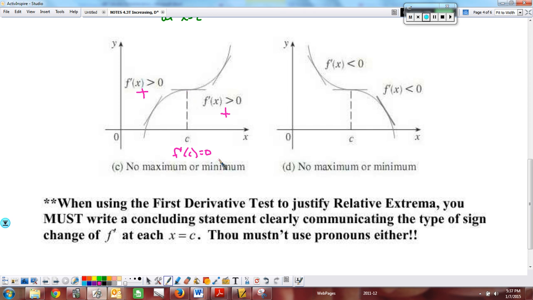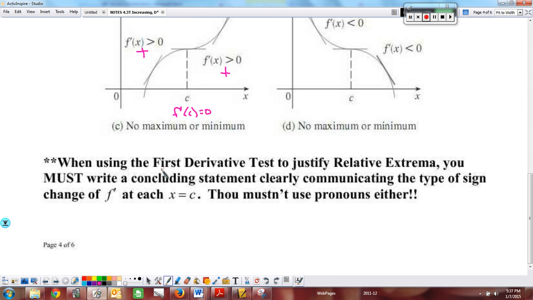So it is very, very important as we are looking at this that when we're using the first derivative test to justify our relative extrema, we want to make sure that we get the sign change. It's the sign change and the type of sign change of f prime that is telling us whether it's a max or a min. Okay?